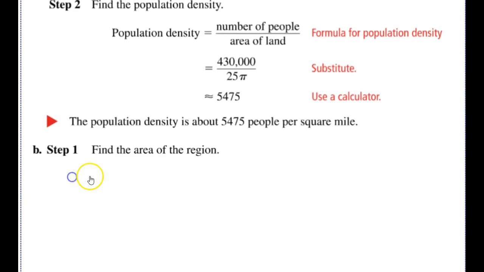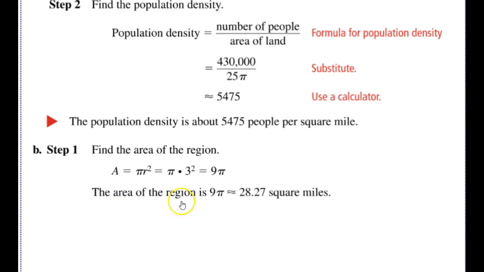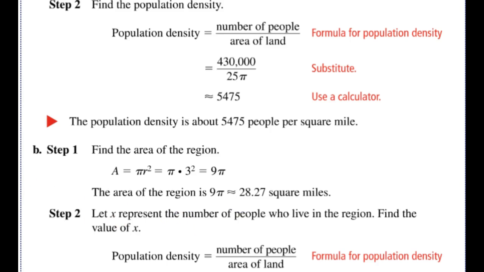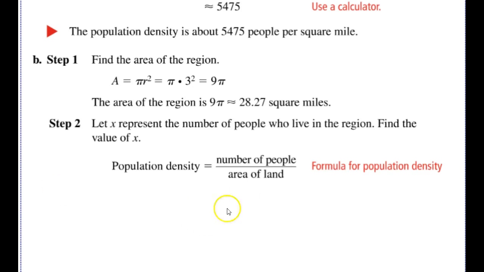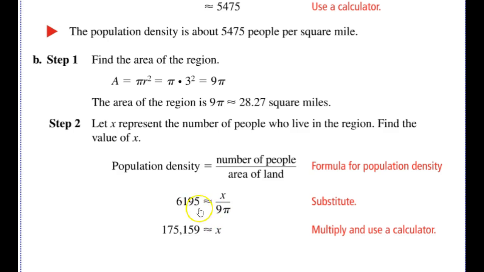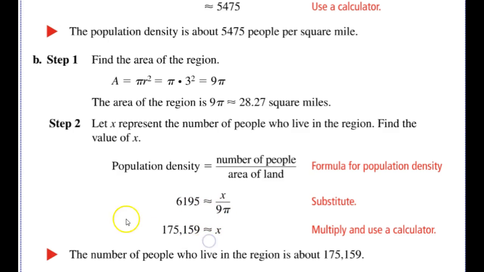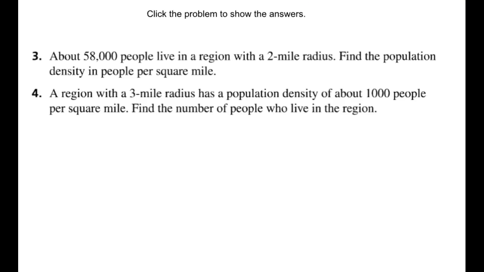So I'm going to be using the same formula. First, I always have to find my area. So my total area is 28.27 square miles. So now I can still use my population density formula to find the number of people. Now that I have this population density formula, I can go and substitute what I know. Since I know the density and I know the area, I can just multiply those two together to find the number of people. So the number of people in this region is approximately 175,159 people. So here's your next couple ones that I want you to try and see how you can do with these.